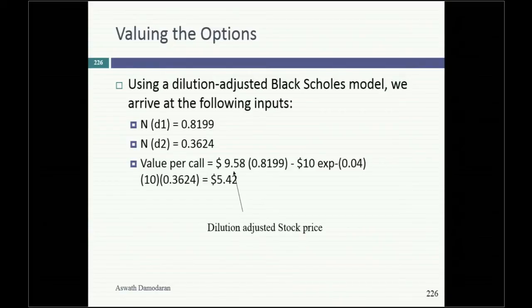What that will mean is the value that you get for an option, if it's an employee option, will be lower than the value you'd have got for a listed option with exactly the same parameters. But what I'm trying to do is factor in the dilution.